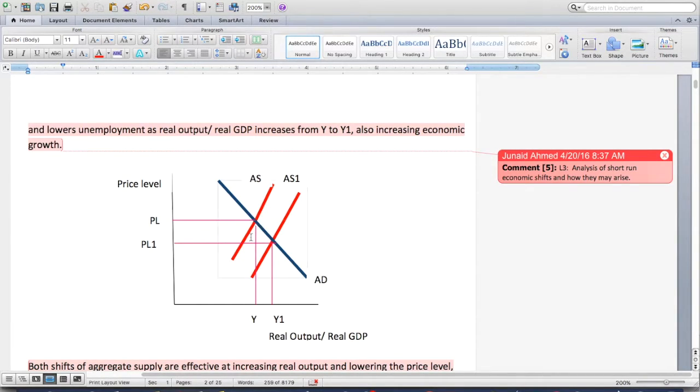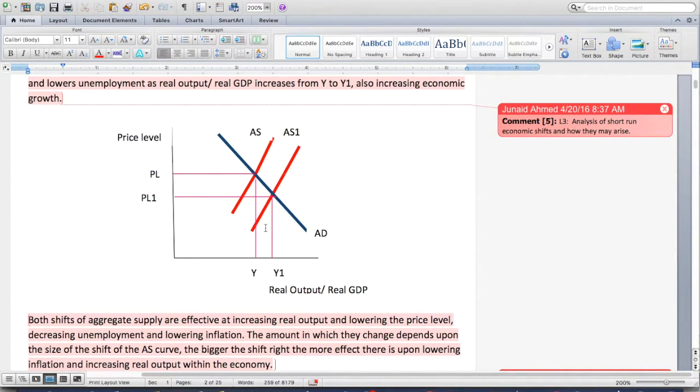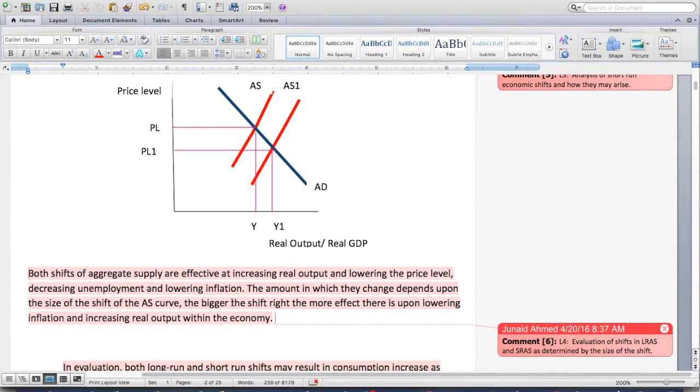And the first thing we did is we took a look at the Keynesian model. This is a different model. It's acceptable, but I would also suggest you stay consistent with the model you're using. So this is something I maybe would not do in the future. Both shifts of aggregate supply are effective at increasing real output and lowering the price level, decreasing unemployment, and lowering inflation. The short-run, long-run aspect of changing aggregate supply, that one's a little bit iffy, but I'd say it's okay.